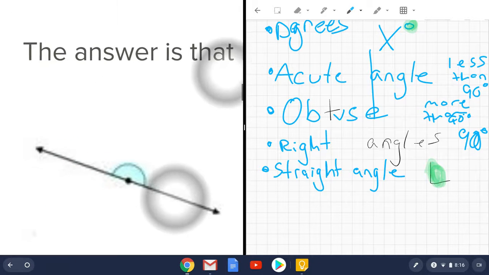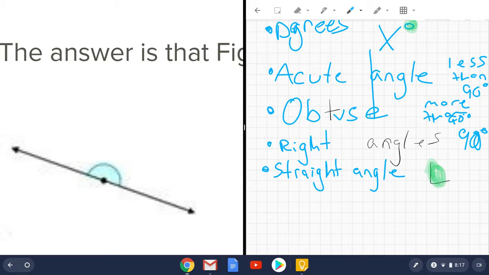So let's look right here. Is this greater than a right angle? It sure is. Is it obtuse? It wouldn't be because it's a straight line, right? So what kind of angle would this be? It would be a straight angle. Nice job.